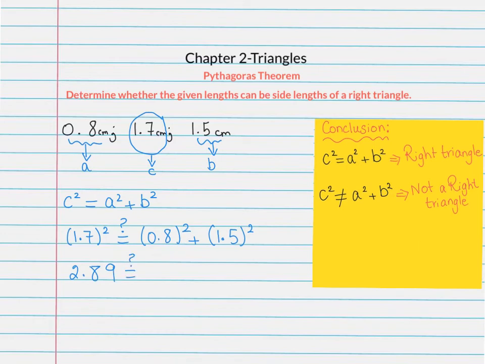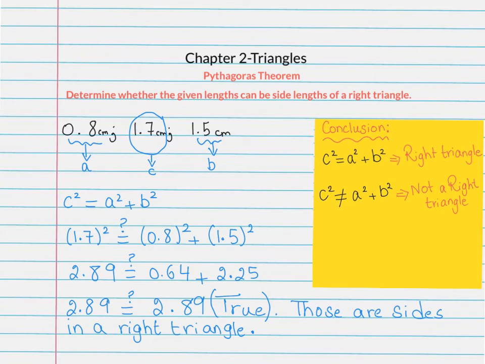0.8 to the power of 2 is 0.64 and 1.5 to the power of 2 is 2.25. We continue: 2.89, is it equal to 0.64 plus 2.25, that's 2.89. If you look over here, 2.89 and 2.89, the same value, so this statement is true. So the Pythagoras theorem applies here. So definitely those are sides of a right triangle.